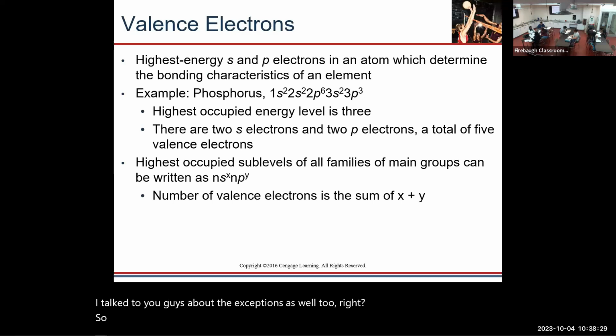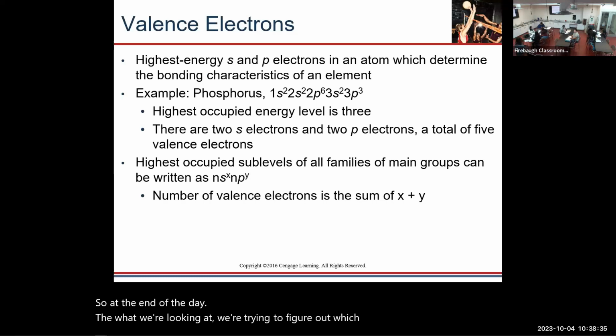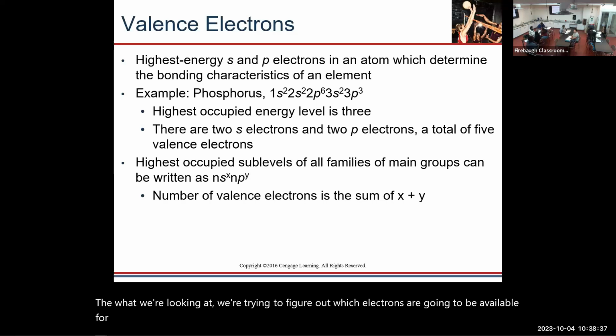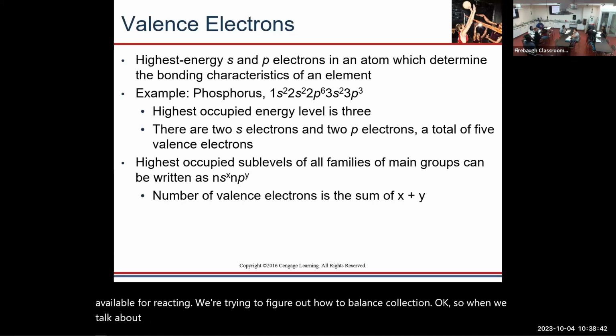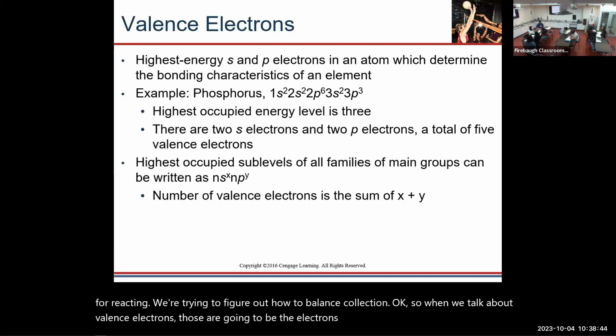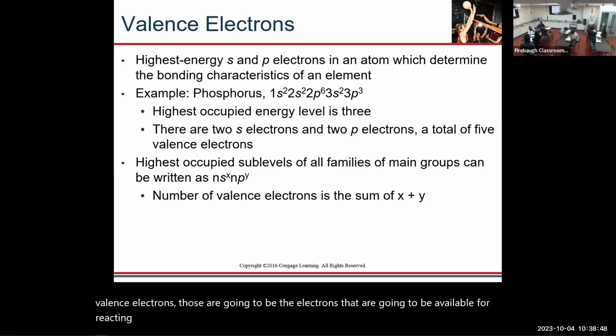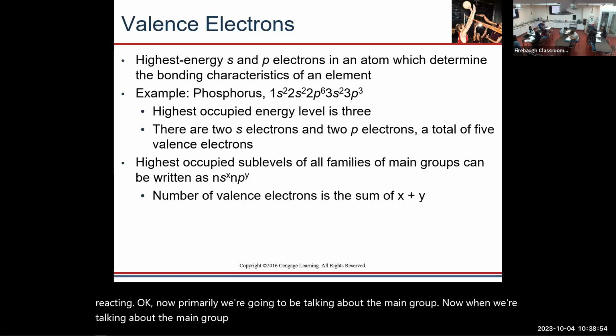So at the end of the day, what we're trying to figure out is which electrons are going to be available for reactions. We're trying to figure out our valence electrons. So when we talk about valence electrons, those are the electrons that are going to be available for reactions. Now, primarily we're going to be talking about the main group. When we're talking about the main group, we're only going to be looking at the s and the p orbitals.